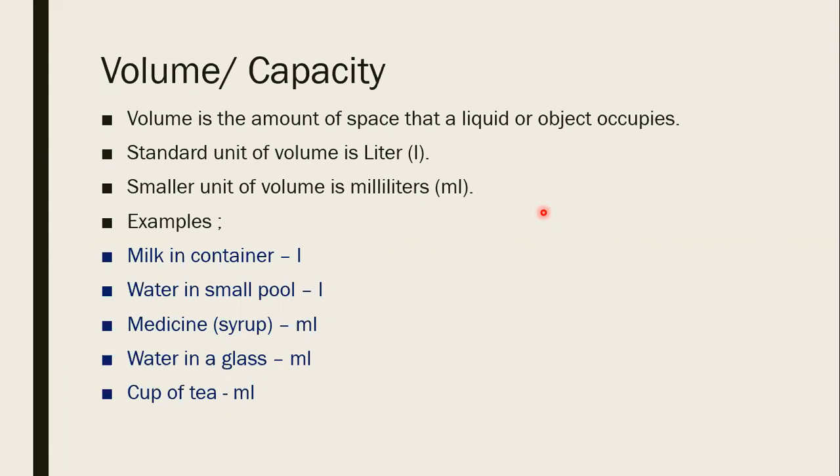The standard unit of volume is L. L means liter. The smaller unit of volume is milliliter, ML. All of you keep this in your mind: the standard unit of volume is liter and the smaller unit of volume is milliliter.